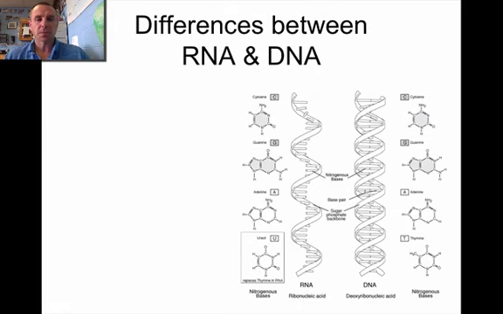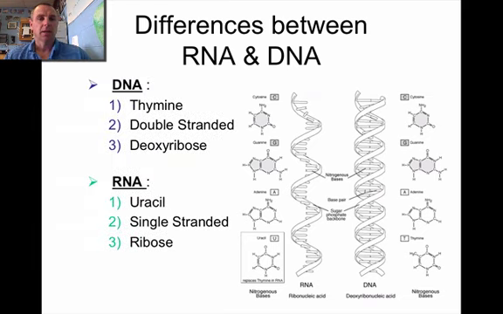Now, for the test, I'm definitely going to ask you to give me 3 differences between DNA and RNA. So you need to know these for the test. And here they are. DNA has thymine, RNA has uracil. DNA is double-stranded, RNA is single-stranded. And DNA has deoxyribose, RNA has ribose.